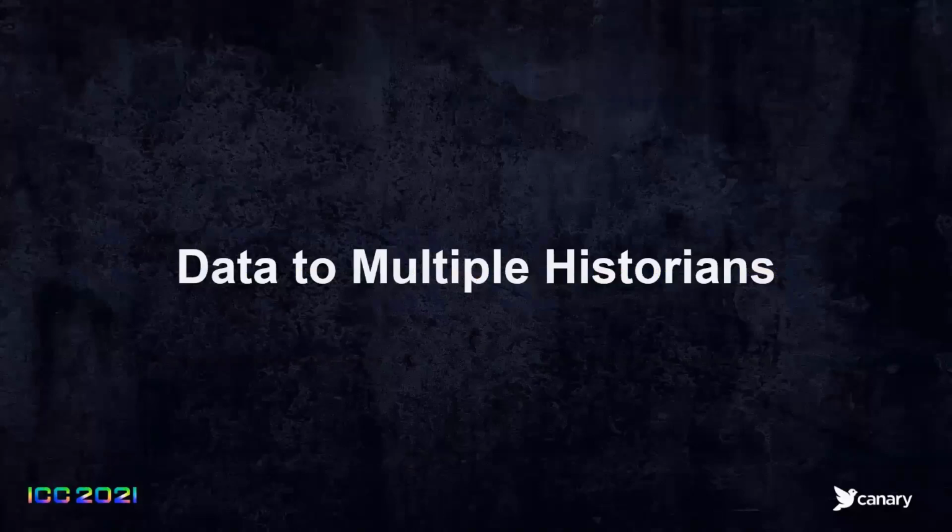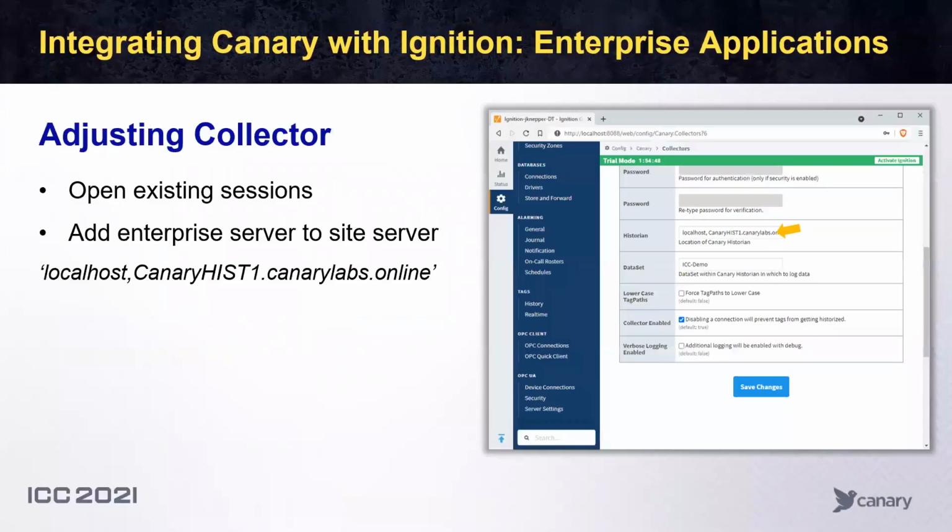So what's it look like to configure data to multiple historians? It's as easy as adding a comma and a second server name. So when I'm creating my data collection inside of the gateway and I tell it where the historian is located, I put my site historian name, comma, and then my enterprise server name or IP address.